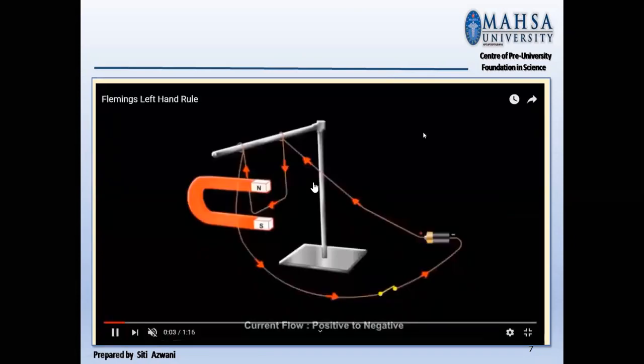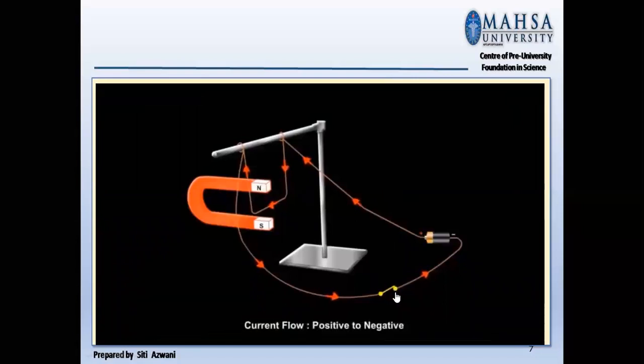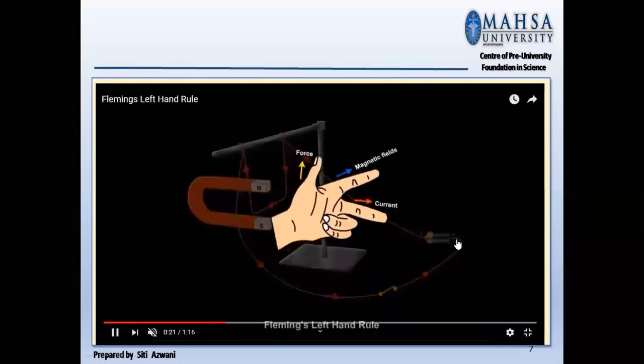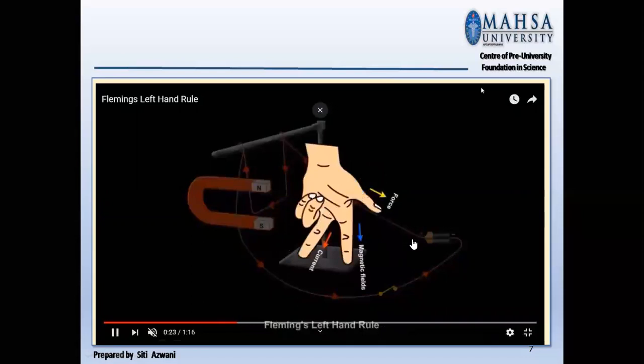Okay, so here you have your current direction when you switch on. Close the switch. Okay, you have a current flow from the positive terminal to the negative terminal. That's how you apply the Fleming left hand rule.